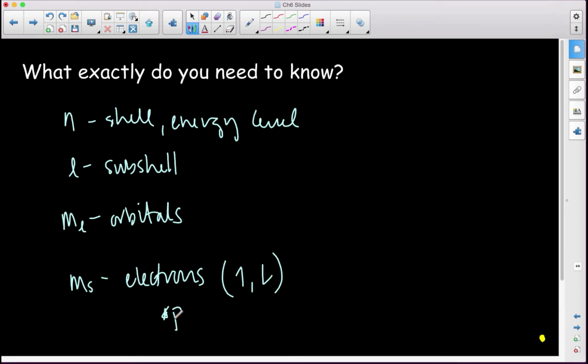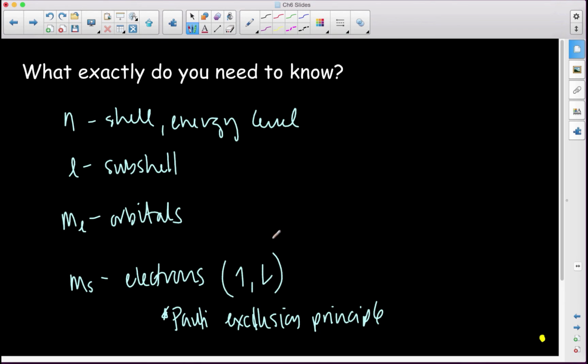And this actually is the result of the Pauli exclusion principle, which states that no 2 electrons in an atom can have the same 4 quantum numbers, where N is 1 quantum number, L is another quantum number, m sub L is another quantum number. So with these 3, an electron can have the same shell, same subshell, and be in the same orbital, but they're going to have opposite spins. And that's what the Pauli exclusion principle states.